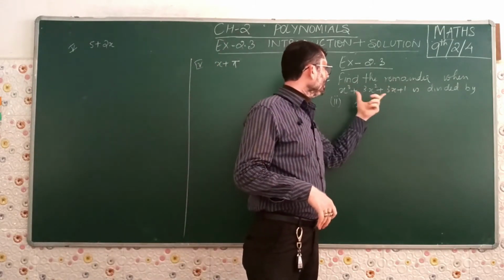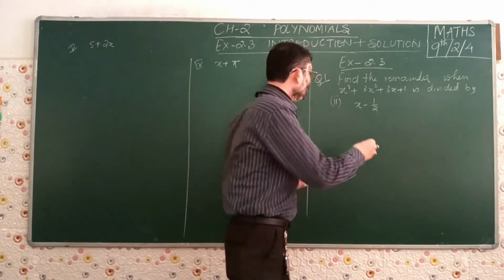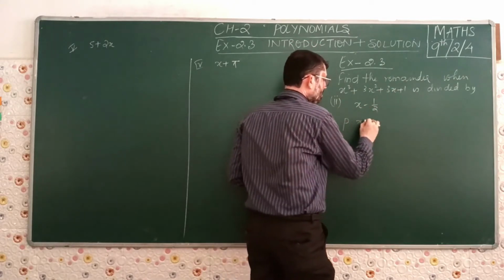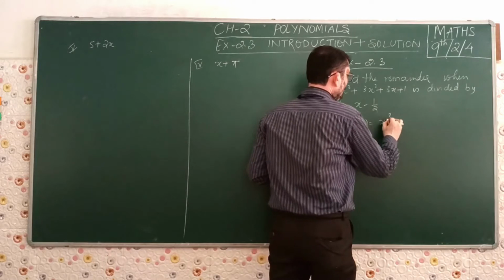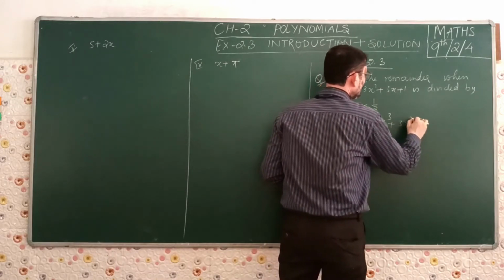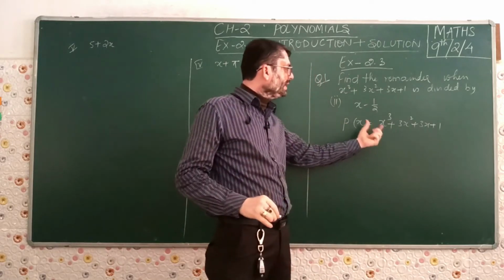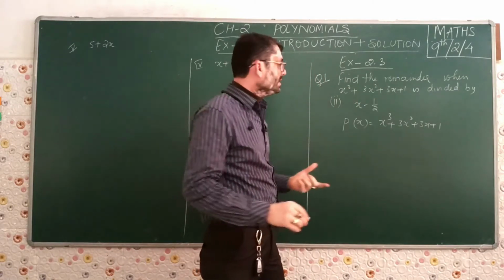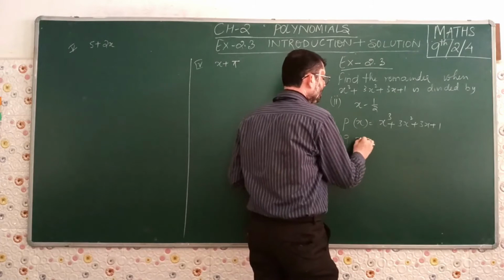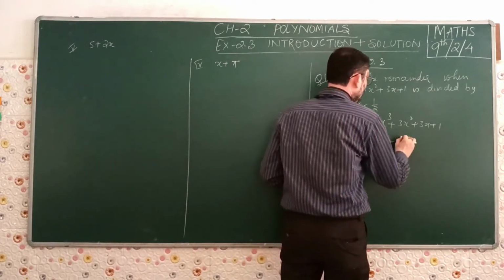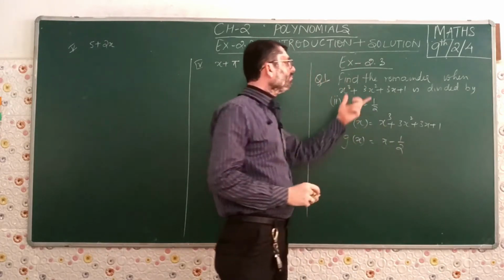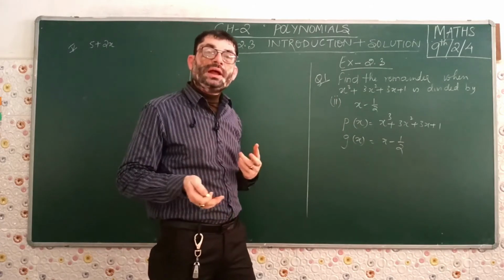Find the remainder when this is divided by this. So we are given p of x. And what is p of x? x cube plus 3x square plus 3x plus 1. And this polynomial is divided by x minus half. So we are given g of x is equal to x minus half. We will be finding the remainder using the remainder theorem.